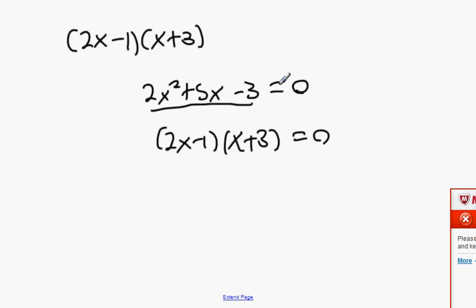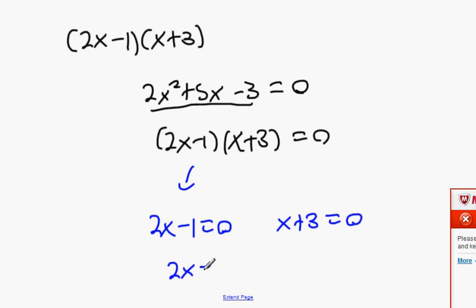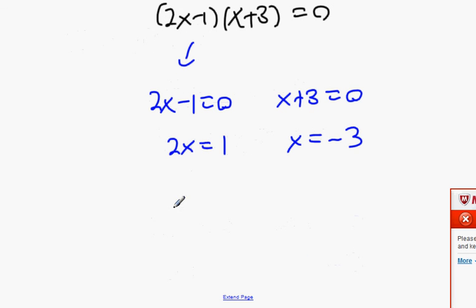Then what happens? 2x minus 1 equals 0. And? x plus 3 equals 0. 2x equals 1, x equals minus 3. And then? x equals a half and x equals? Oh, minus 3. Alright guys.